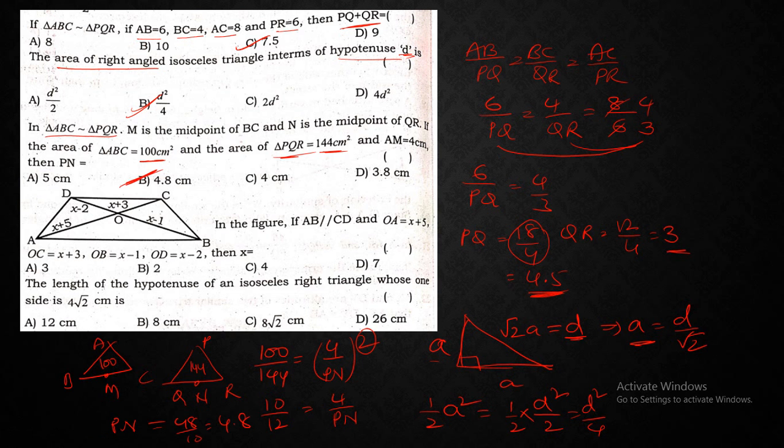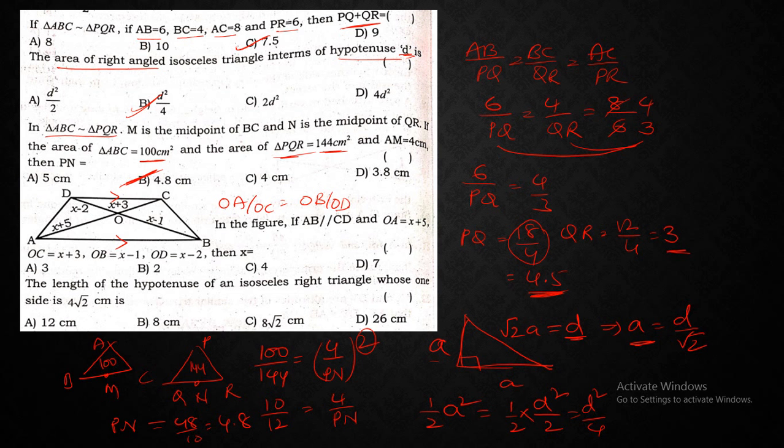So the answer is 4.8. Next, in the figure, AB is parallel to CD. From this we can say OA by OC is equal to OB by OD. If one pair of opposite sides is parallel, then it becomes a trapezium. So in a trapezium, the diagonals divide each other proportionally. That means OA by OC is equal to OB by OD, right?